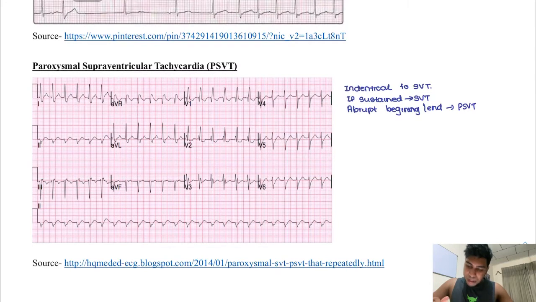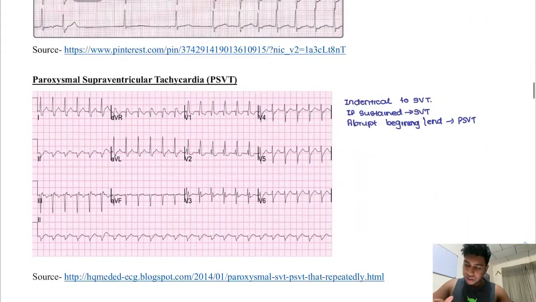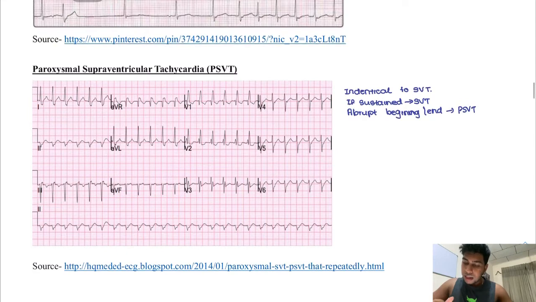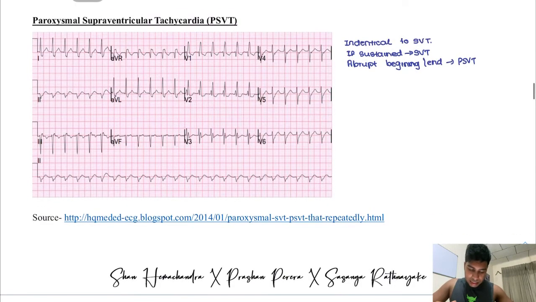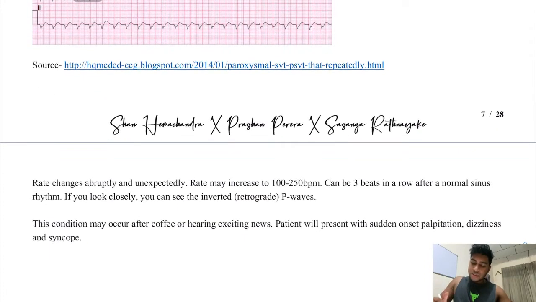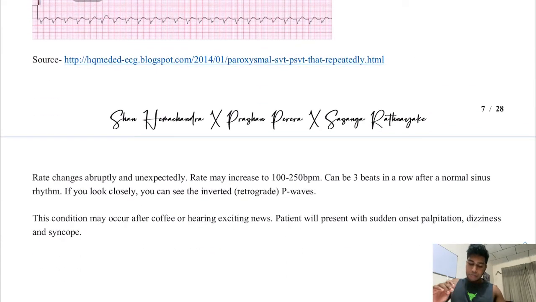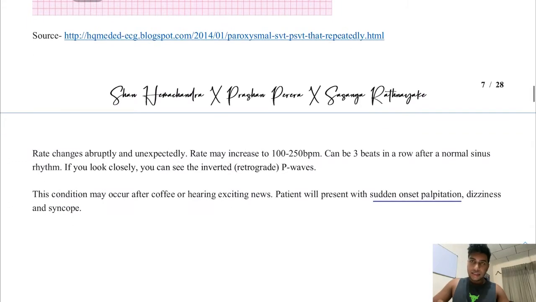Next, we have paroxysmal supraventricular tachycardia. This is the same as supraventricular tachycardia. This is a condition in which the heart suddenly increases for about 3 to 5 beats. Around 3 beats, you get a sudden heart rate. So usually this happens after hearing exciting news or after drinking coffee. And these patients have sudden onset palpitations, dizziness and syncope. Okay.